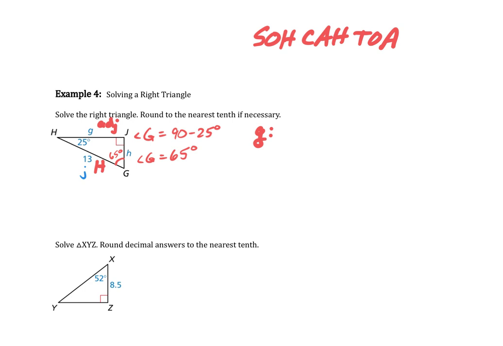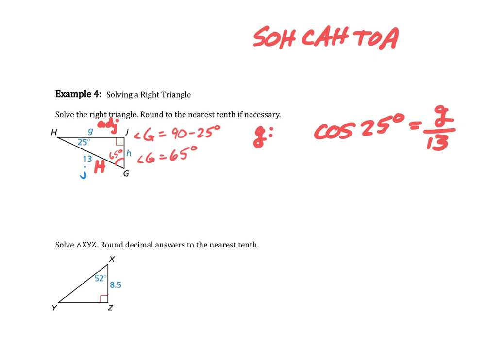Okay, so we have adjacent and hypotenuse. Adjacent and hypotenuse is cosine, right? So we're going to go cosine of the angle equals adjacent over hypotenuse. We know the angle, we know the hypotenuse, we're looking for the adjacent side. That's the piece that's unknown right here.